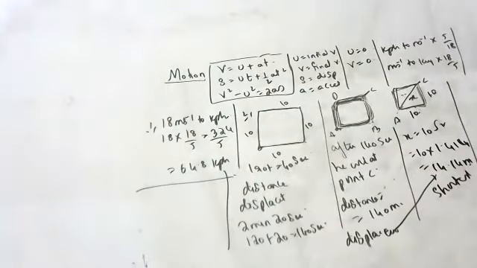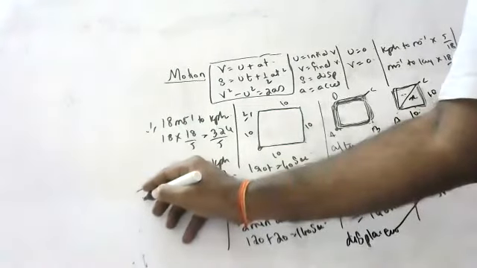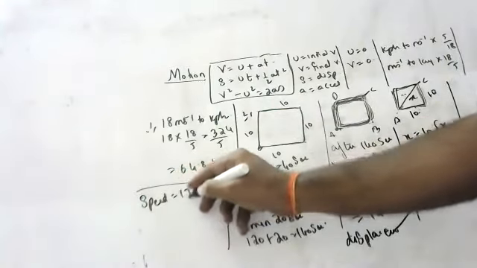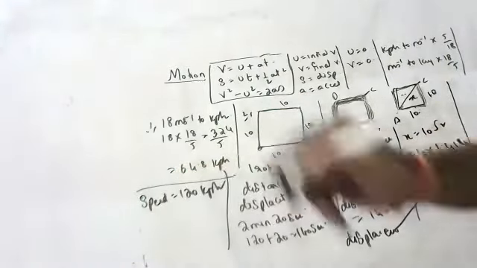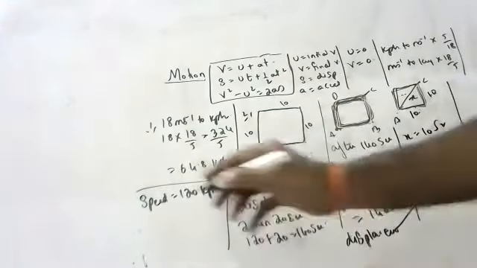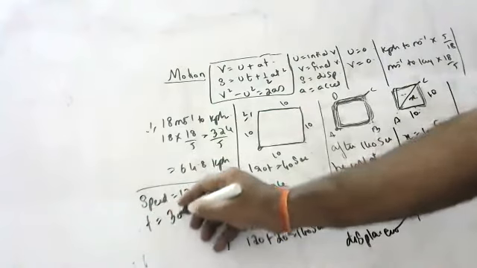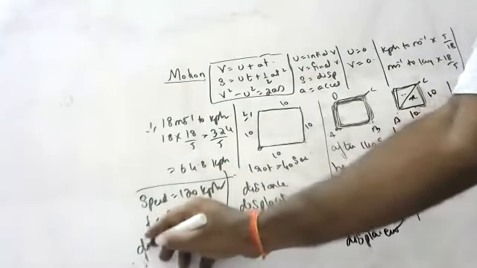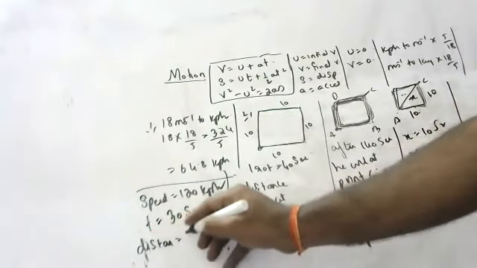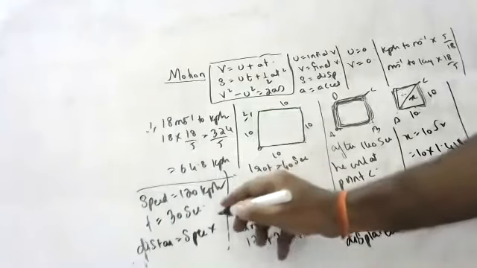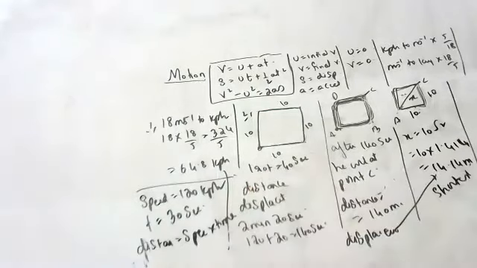An electric engine has a velocity of 120 km/h. Electric engine is moving with a speed of 120 km/h. How much distance will it cover in 30 seconds? Distance is equal to speed into time.